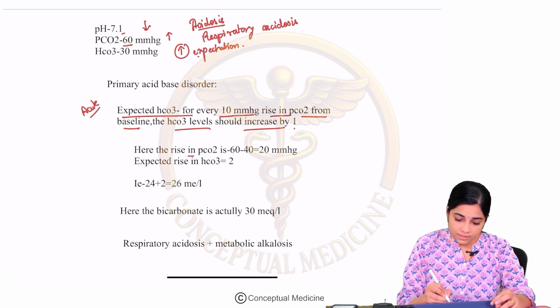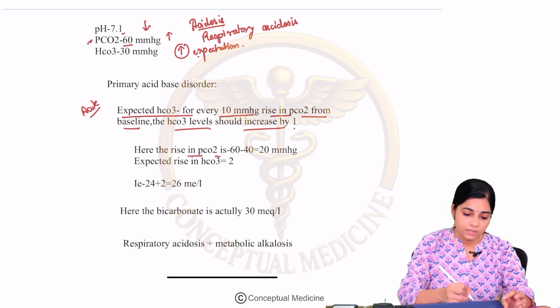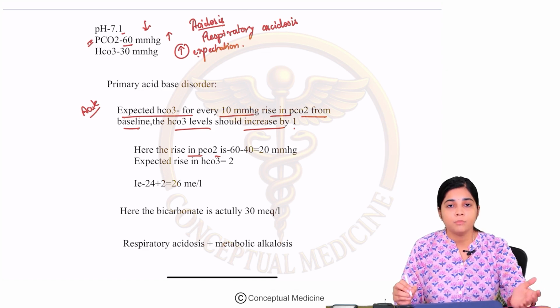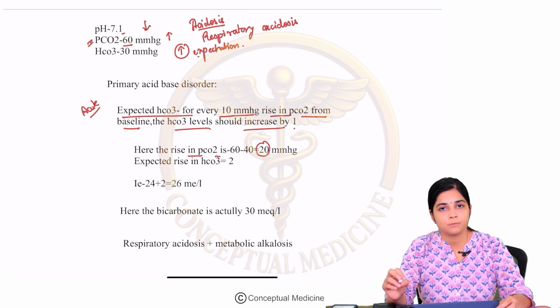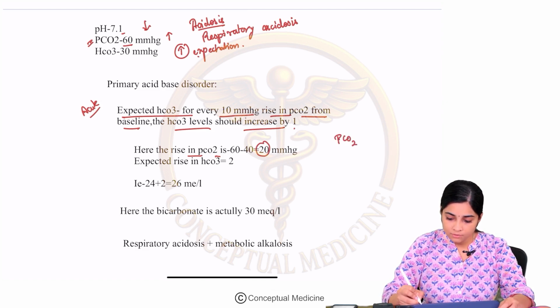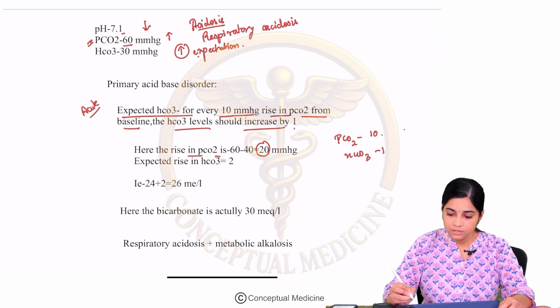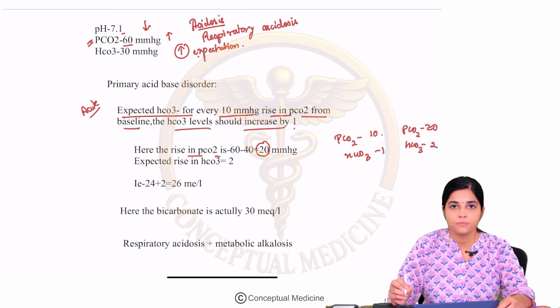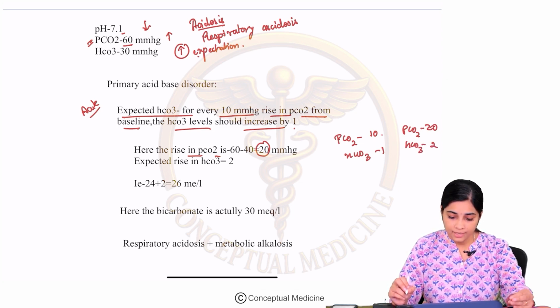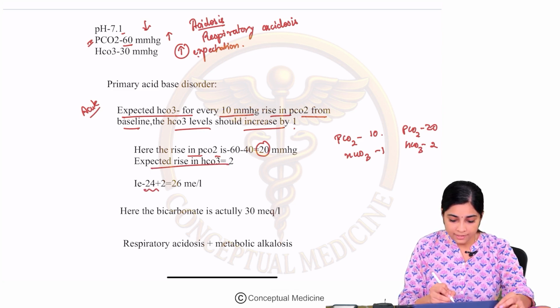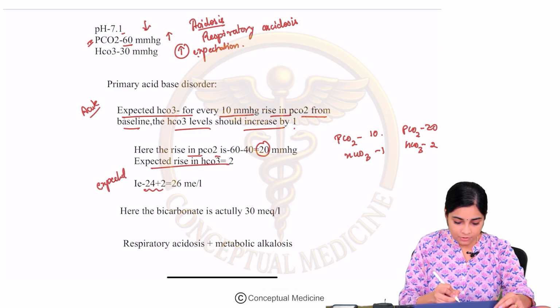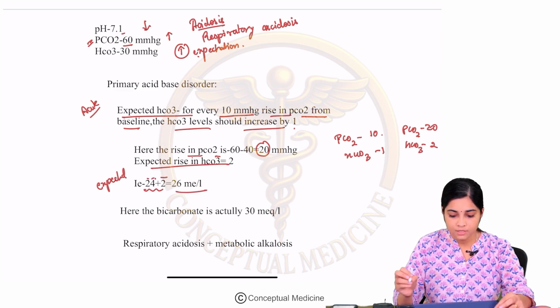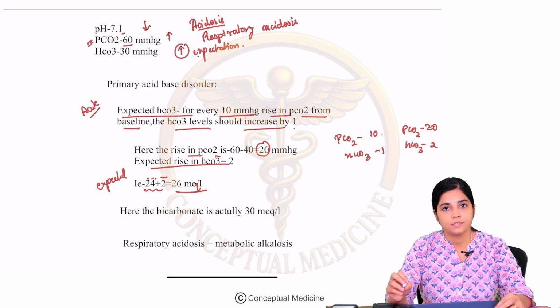So here, what is the raise in the PaCO₂? Let us take that the normal PaCO₂ is 40. In here, the given PaCO₂ is 60. So by how much it has raised? It has raised by 20 millimeters of mercury. So if the PaCO₂ raises by 10, then the bicarb should increase by 1. Here the PaCO₂ has raised by 20, so the bicarb should have increased by 2. This is basic mathematics. So the expected bicarb should have been 24 plus 2, which is 26 milliequivalents per liter.